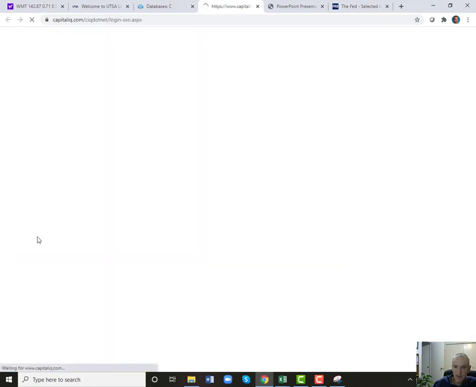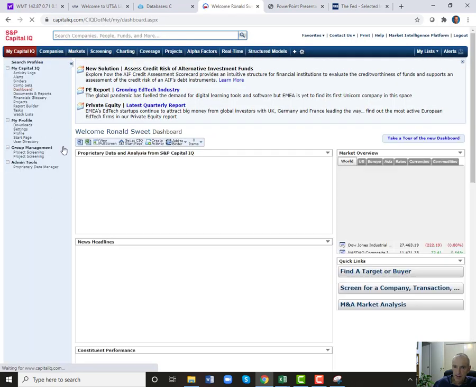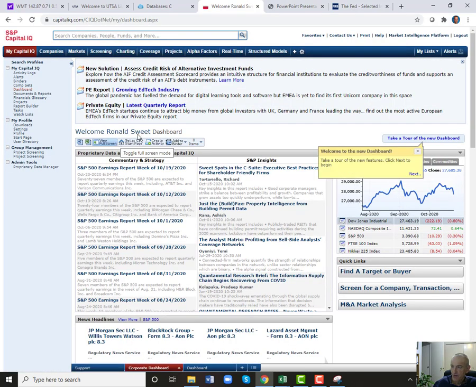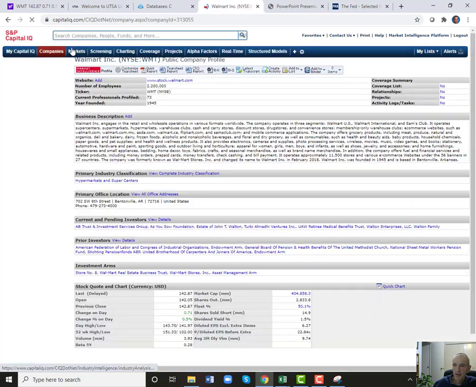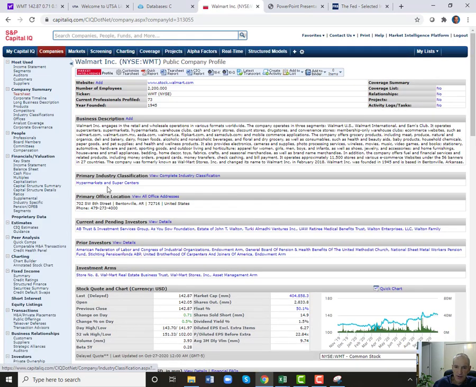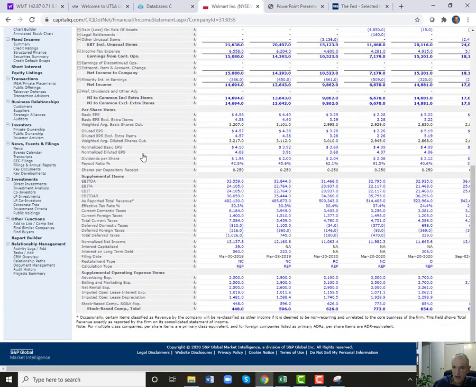There's your Capital IQ. You got to log in to do that. They make you do it twice for some reason. I don't know why, but they let me in the first time here, but usually it takes 2 tries. I'm going to put my company up there, WMT, for Walmart. And all you got to do over on the side, you just find the income statement. And if you do the income statement, you can see down here they have earnings per share.